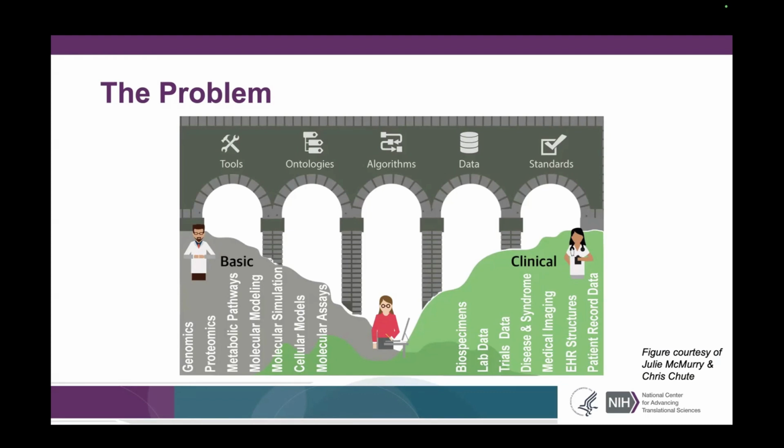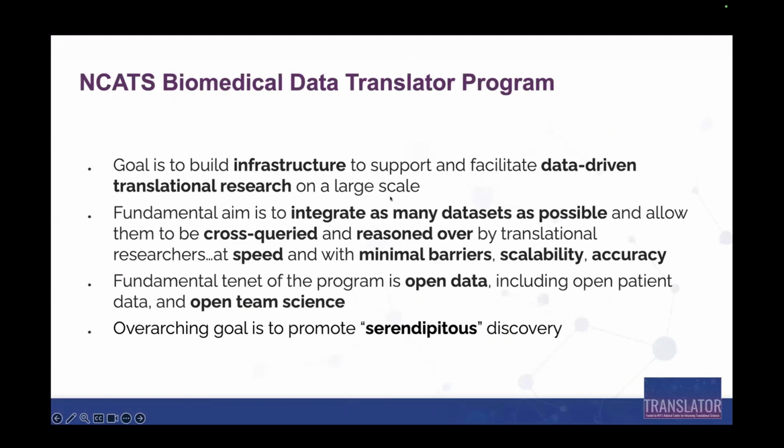When we applied for this grant, we thought this was a very interesting question to address. But Translator actually evolved much more towards infrastructure building. This was the most recent slide Translator built that describes the goal of the project. You can see a lot here about infrastructure for data-driven translational research. There's a huge focus on taking many different data sets scattered around in different silos and allowing them to be cross-queried and reasoned over. Open data and open team science are a really big focal point as well.